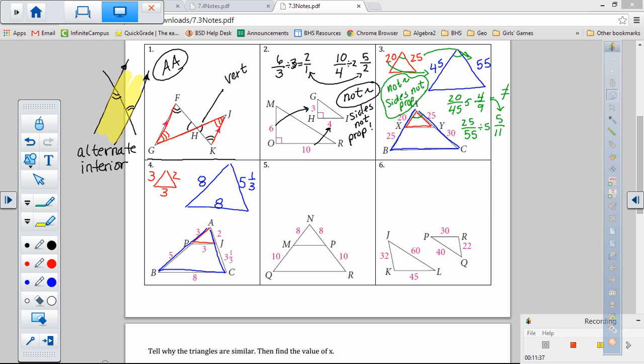So I have to make sure that I have some sort of a situation here, side-angle-side, side-side-side, or angle-angle. Okay? I do know that they share this common angle, right? That's the overlap. So this could be a side-angle-side. So let's check. 3 is to 8. Okay? And then we're going to do this side. 2 is to 5 1/3.